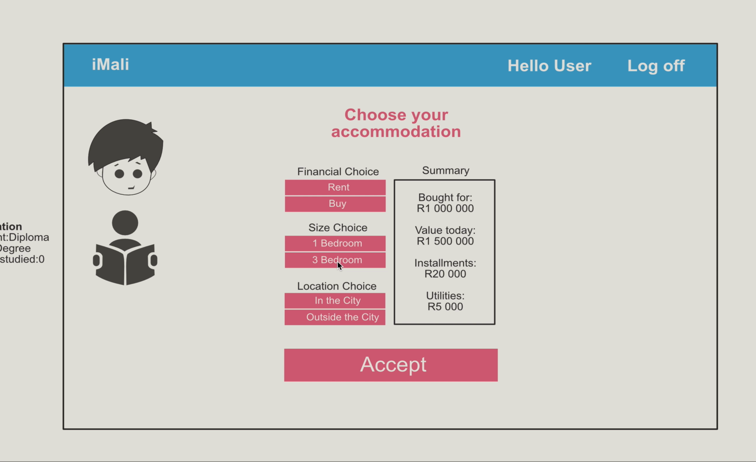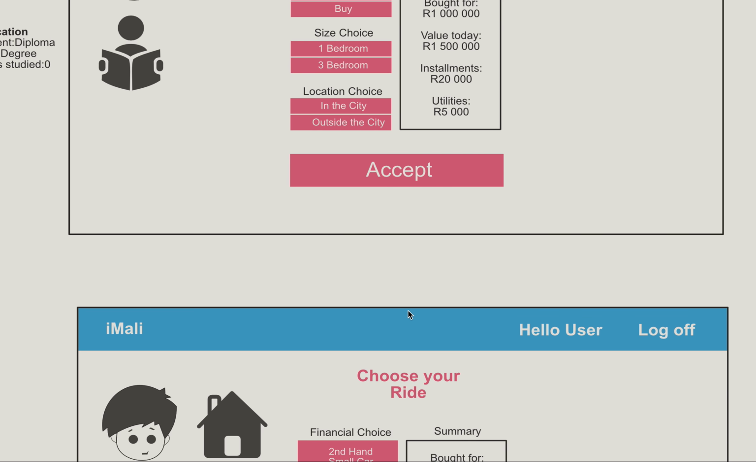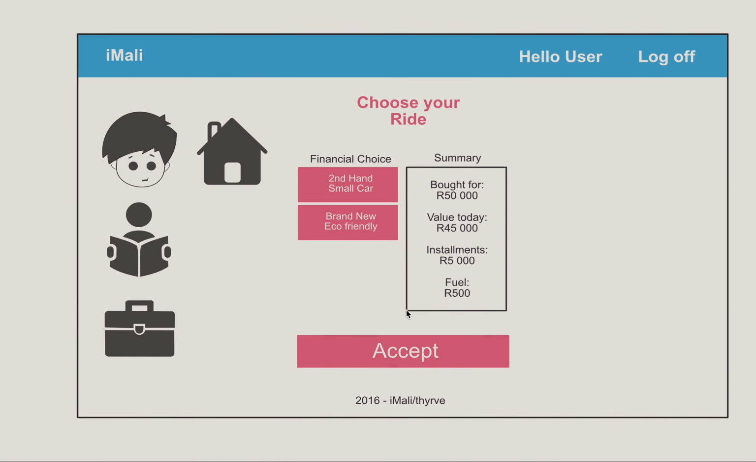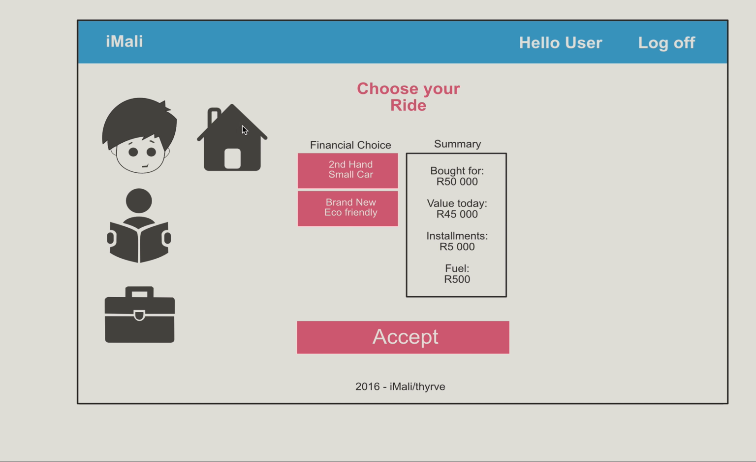And then they can see, oh, if I click 3-bedroom, then the values change, or they click outside the city, they can see how the various things change. So it makes it much easier to choose and much easier to compare. So they click between these two, it changes the summary, and then once they're happy with their choice, they can then click accept.